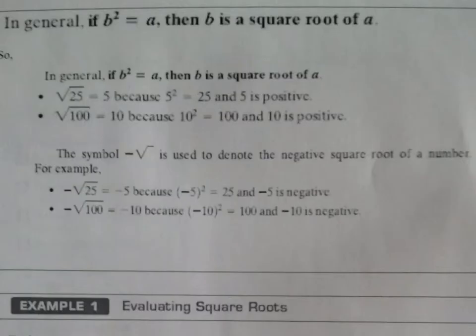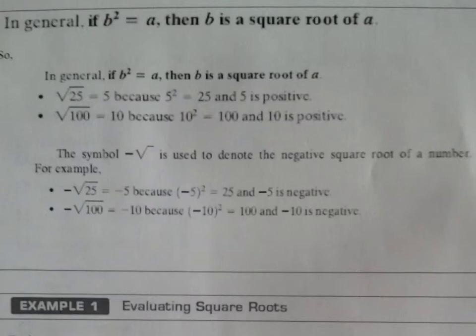Or should I say, let's look at this first before we look at the problem. It says, in general, if b squared equals a, then b is the square root of a. So any number that we can square that makes an a, then b is the answer to the square root of that number. That's how the square root works. So the square root of 25 equals 5 because 5 squared equals 25, and 5 would replace the b in this formula. And 5 is positive.